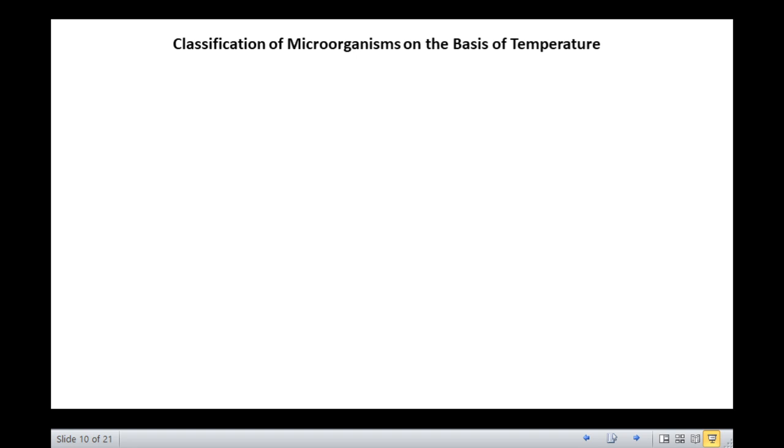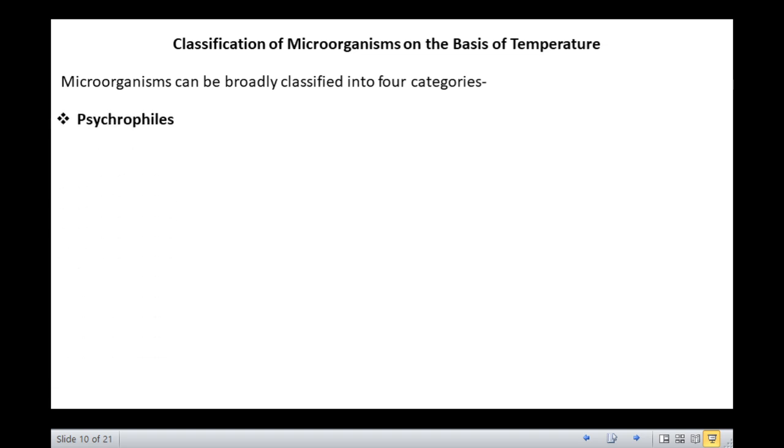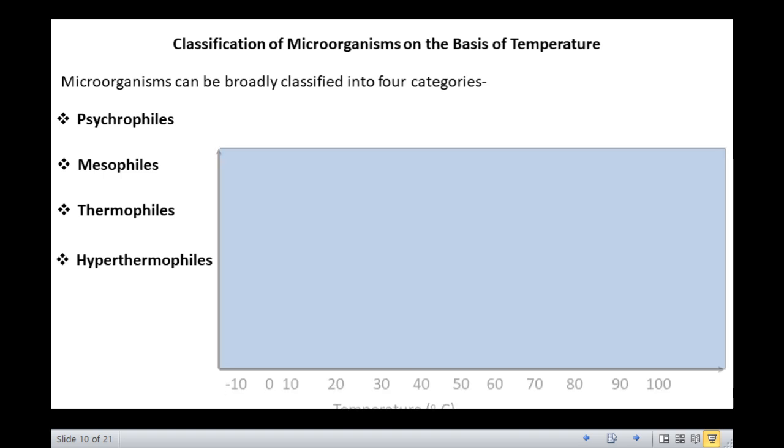Classification of microorganisms on the basis of temperature is what we will be discussing now. On the basis of their temperature optimum, microorganisms can be broadly classified into four categories. These are psychrophiles, mesophiles, thermophiles, and hyperthermophiles. Let us understand each of these terms with the help of this figure.